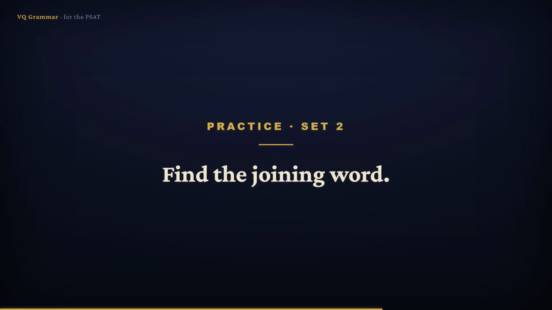Now in this set, each sentence is compound. Find the joining word, the little conjunction after the comma that glues the two sentences together. Pause and try each one.